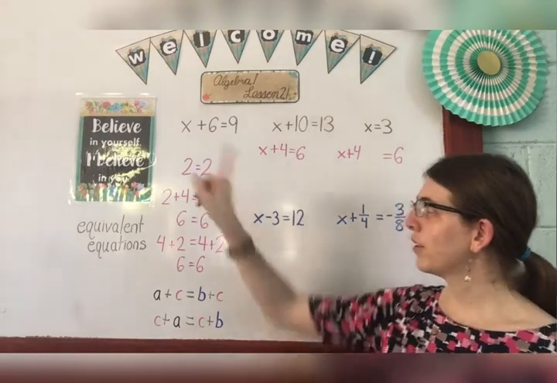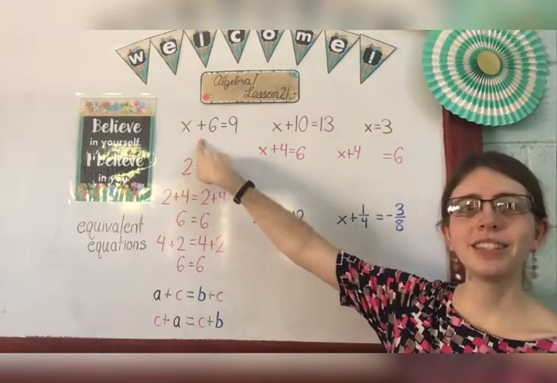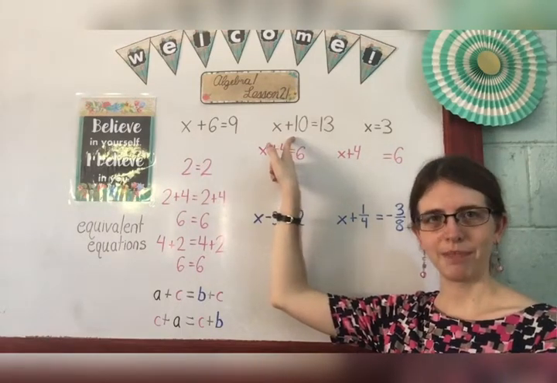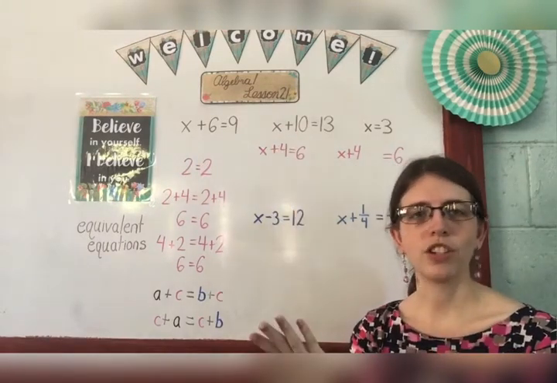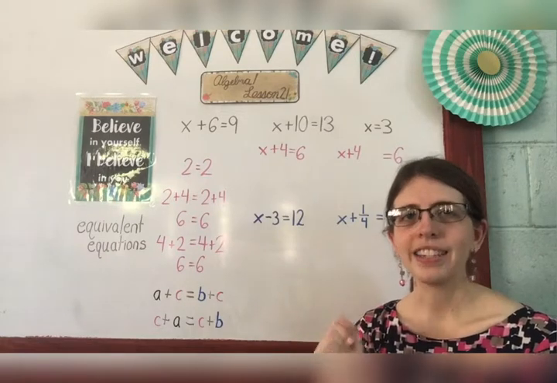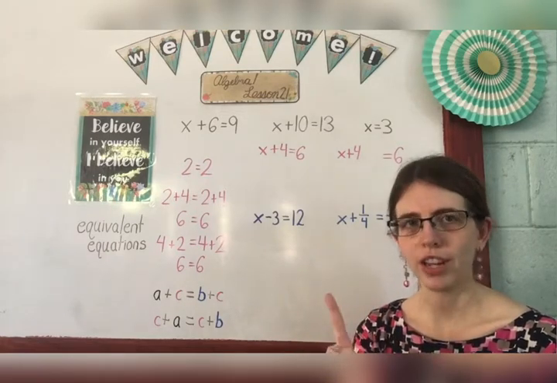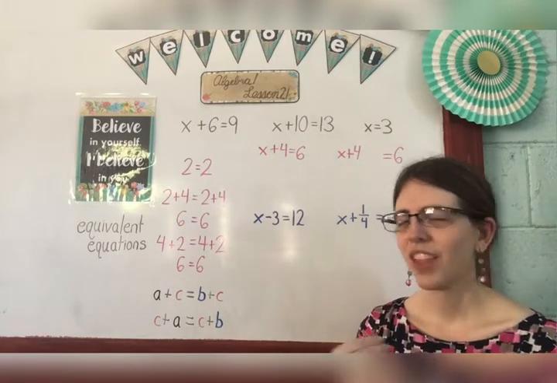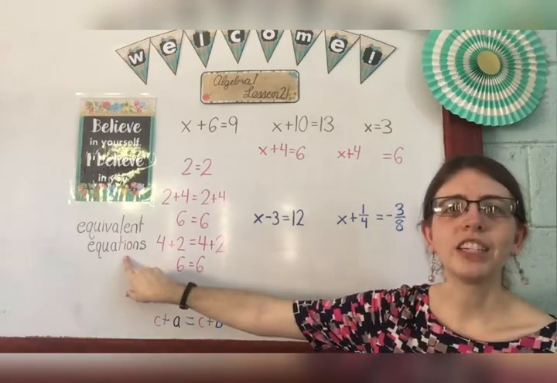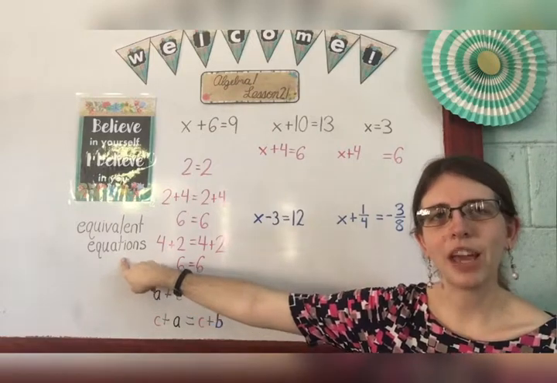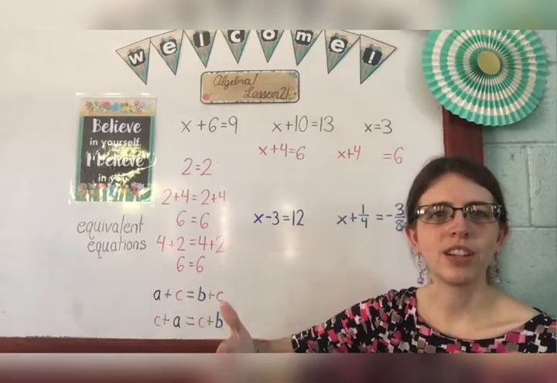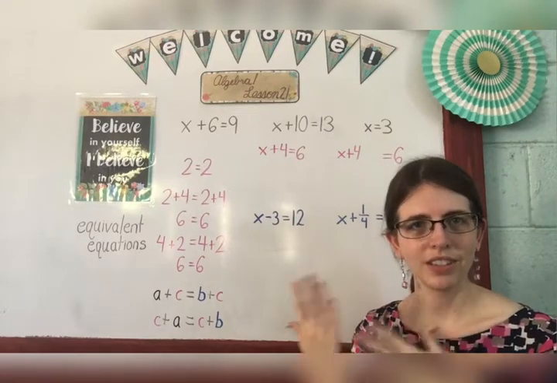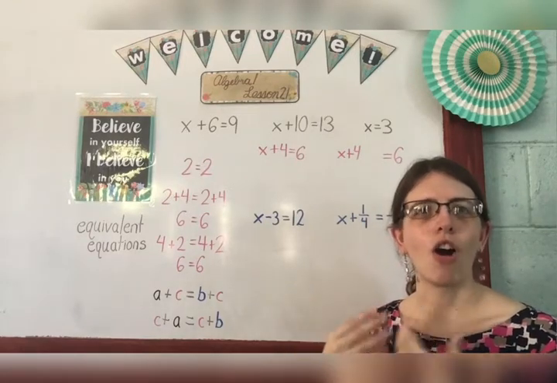So, if you look at these two equations, x plus 6 equals 9, and x plus 10 equals 13. These are two different equations, they have different numbers. But if they have the same solution, the same root, the same number that satisfies them, then they are equivalent equations. Equivalent equations are two or more equations that all of their roots, all of the numbers that will satisfy them, that will solve them, are the same.